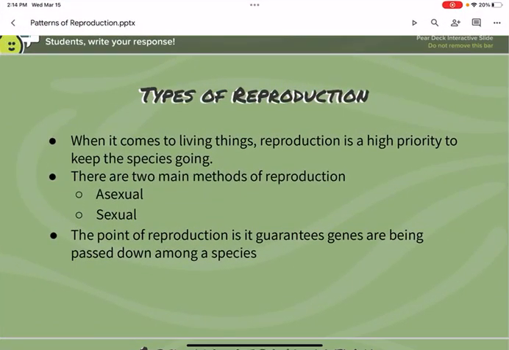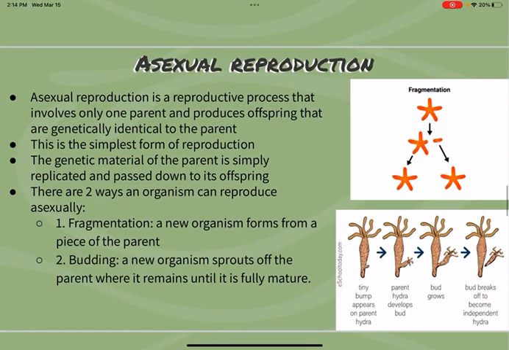Alrighty, so let's go over the types of reproduction. There are two. There's asexual and sexual. Different organisms use different methods of reproducing, and there are pros and cons to each. So with asexual reproduction, this is when you produce clones of yourself, and you only need one parent for this. It is the simplest form of reproduction.